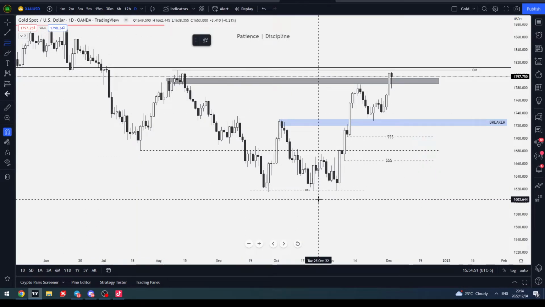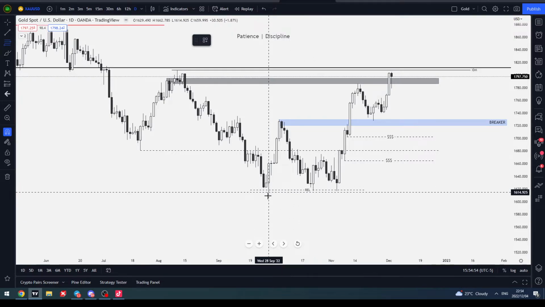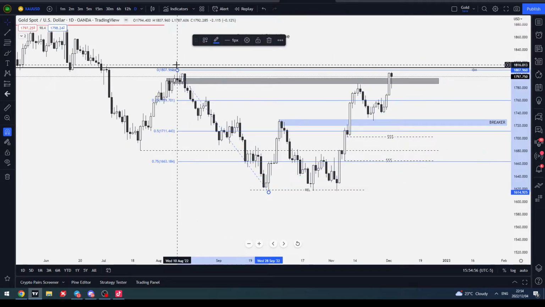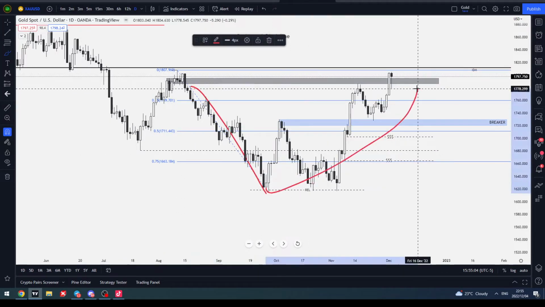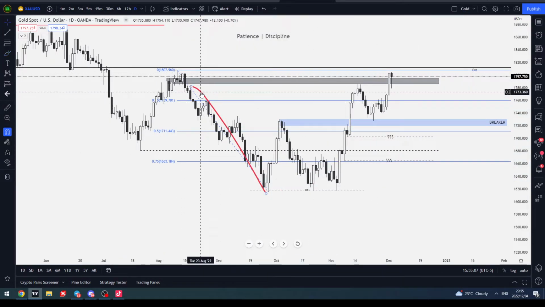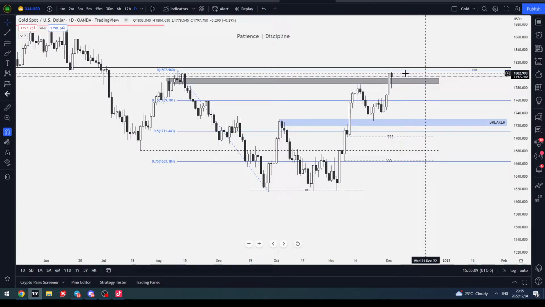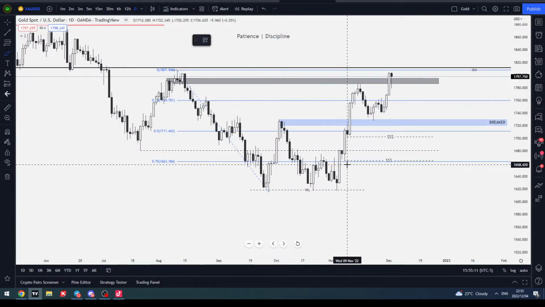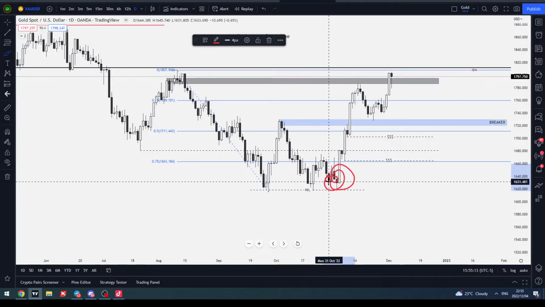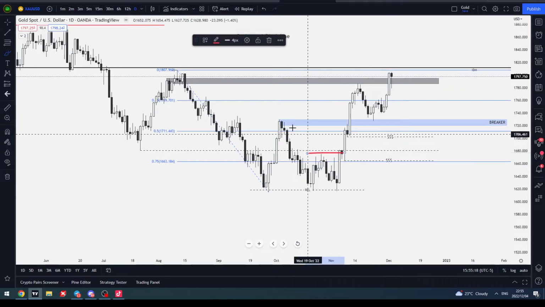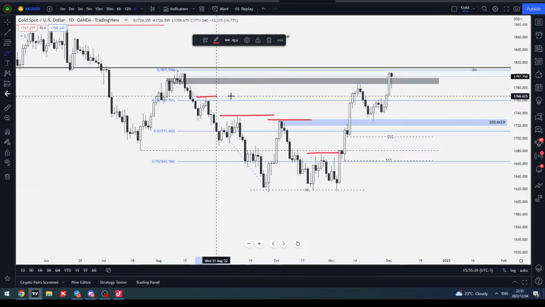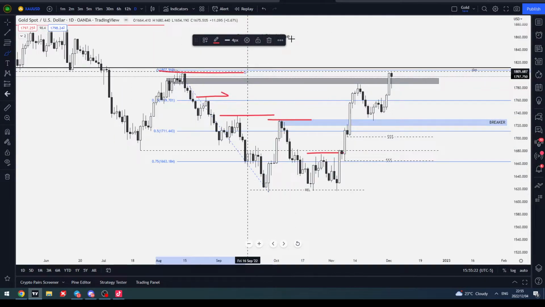So if this was the low, and this here, 1807, is the draw on liquidity, because we moved from sell side to buy side, or market maker sell model to market maker buy model, then the draw on liquidity from entries down here, leaving all these relative equal lows, was going to be this, this, this, this, and finally this, right? You agree?